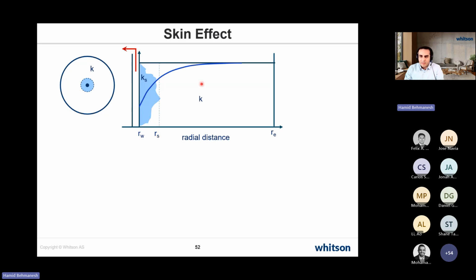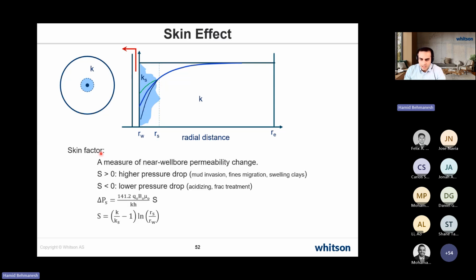So if we modify our homogeneous reservoir, which is intact, by this configuration of radius of RS and adjusted permeability, then if this permeability is higher than the matrix permeability, the pressure profile in the vicinity of the wellbore is going to be elevated. If this permeability is lower, the pressure is going to be much lower than the ideal pressure profile. So by definition, a skin is any deviation from ideality. So a skin factor is a near wellbore permeability alteration.